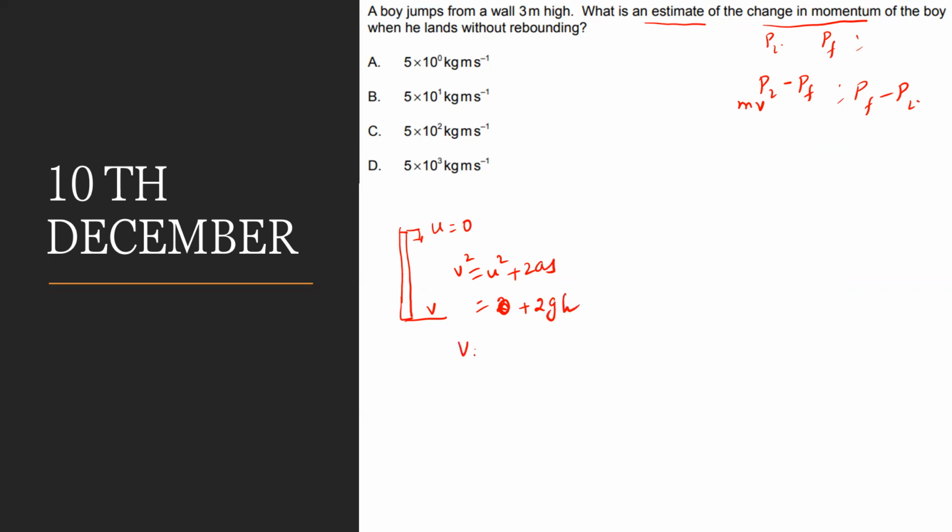Okay, and thus I can now write v is equal to square root of 2gh. What is this velocity? This is the velocity at this point. Then when I say change in momentum, which momentum am I talking about? It means that the moment he falls over here, he gets a rebound.